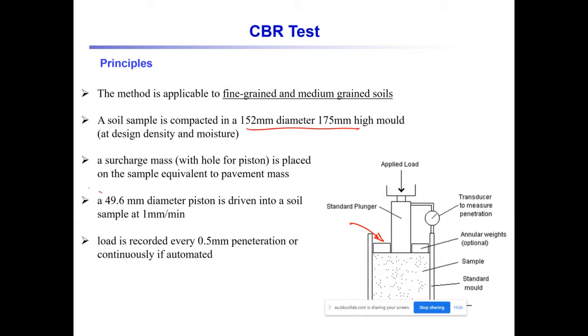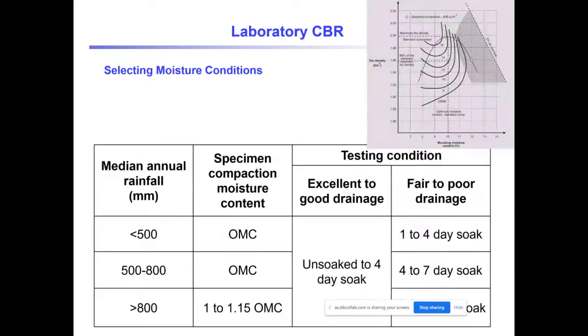And then we start conducting the test. We put the piston with a diameter of almost 50 millimeter on the soil, and we start applying the load. The rate of penetration is constant, 1 millimeter per minute. While applying the load, we record the level of load. Generally, this is done automatically.